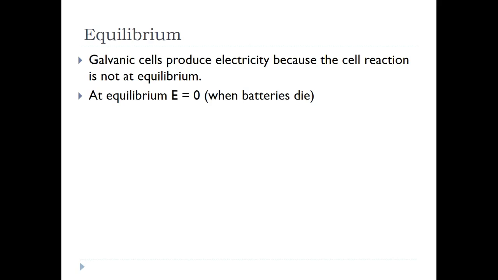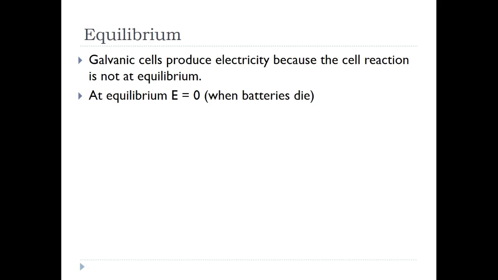So in galvanic cells, because electrons are moving from the anode to the cathode, electrons are moving along a wire. We've made a current, we've made electricity. So galvanic cells make electricity, as long as we're not at equilibrium. Once it gets to equilibrium, the overall cell potential goes to 0, which means electrons are not moving, and so galvanic cells, like batteries, are just galvanic cells.